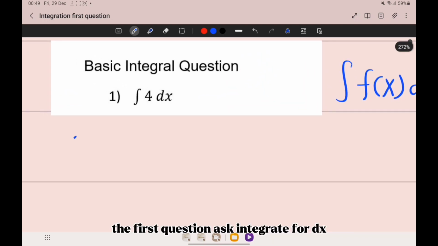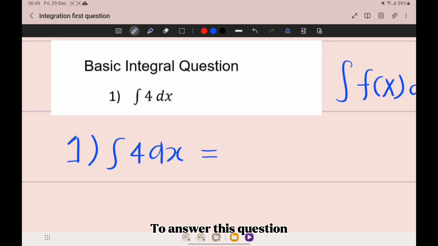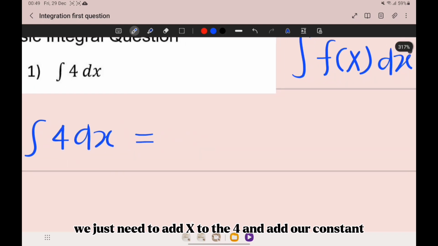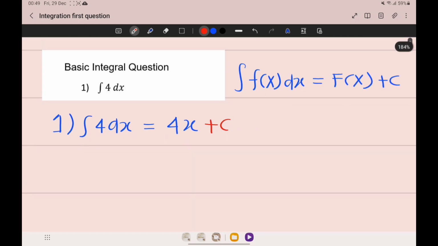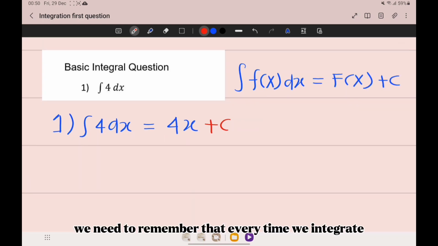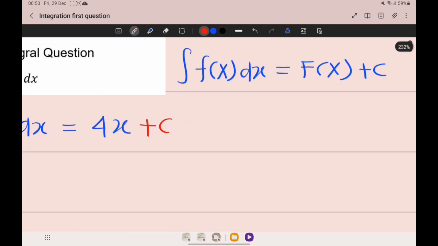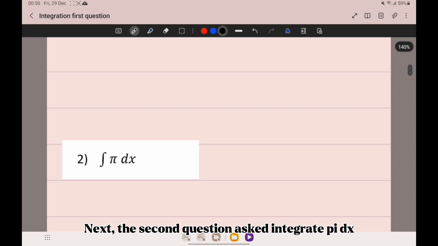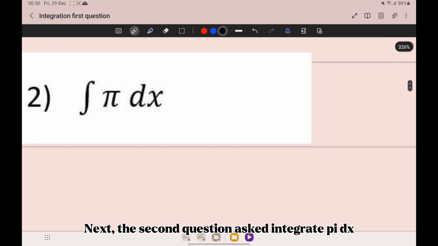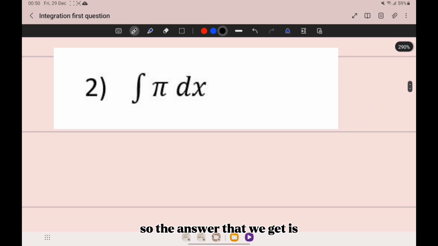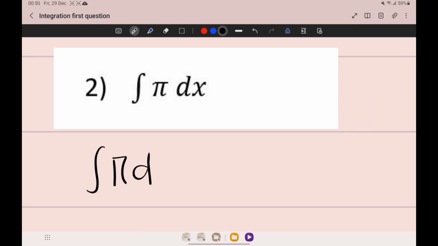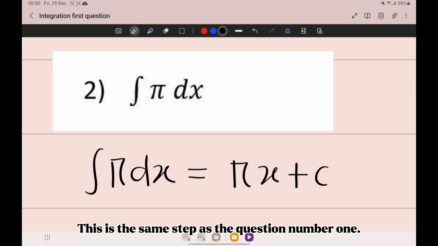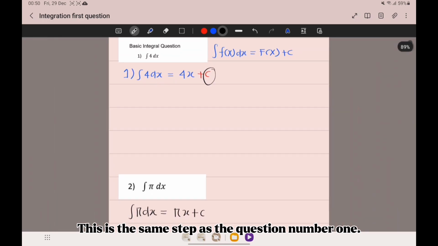The first question asks integrate 4 dx. To answer this question, we just need to add x to the 4 and add our constant. We need to remember that every time we integrate, we need to add our constant c. Next, the second question asks integrate pi dx. So, the answer that we get is pi x plus c. This is the same step as question number 1.